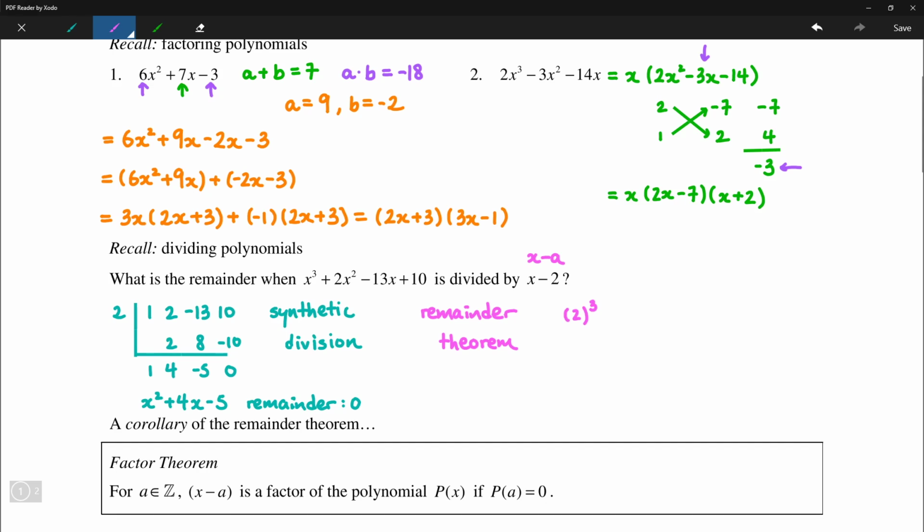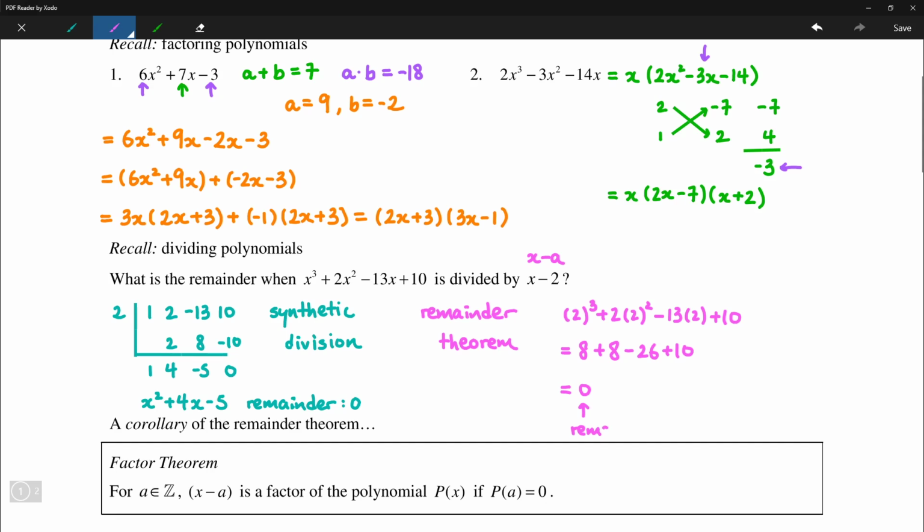So 2 cubed plus 2 times 2 squared minus 13 times 2 plus 10. Whatever this number is, that is going to be the remainder. So we have 8 plus 8 minus 26 plus 10, which is actually 0. So that matches the result that we got from using synthetic division, which is good.